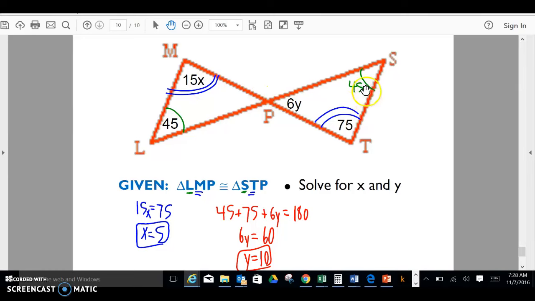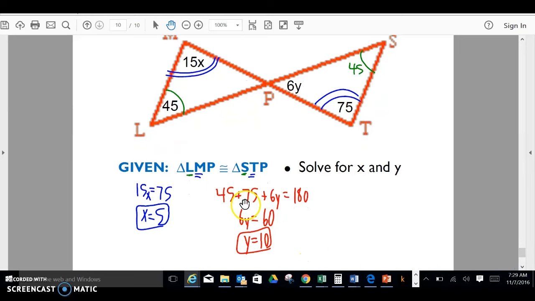So right now, I need to find out this third angle right here, 6y. Well, if we recall, a triangle equals how many degrees? You should have answered 180 degrees. So when I look at this triangle, I know that 6y, 45, and 75 should all add up to 180. So this is what I did: 45 plus 75 plus 6y equals 180. Well, 6y equals 60, then y equals 10.